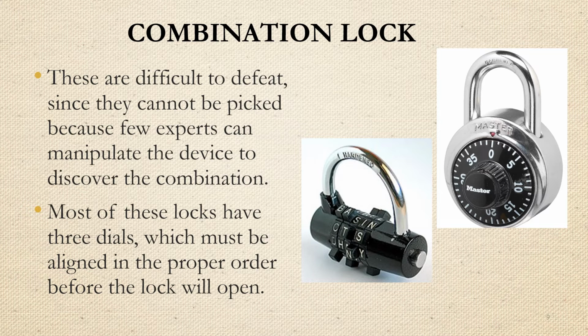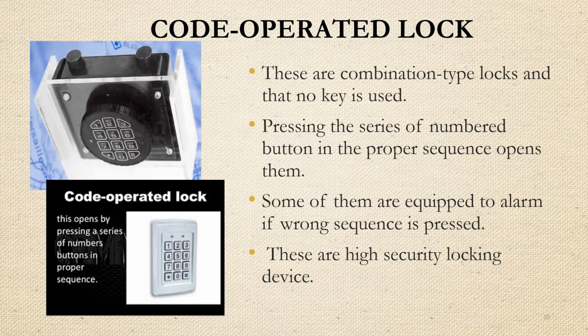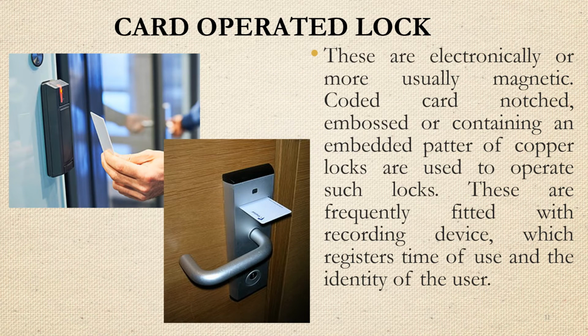Most of these locks have three dials, which must be aligned in the proper order before the lock will open. Code-operated lock is a type of lock that can be opened by pressing a series of numbered buttons in a proper sequence. Card-operated lock, a type of lock operated by a coded card.